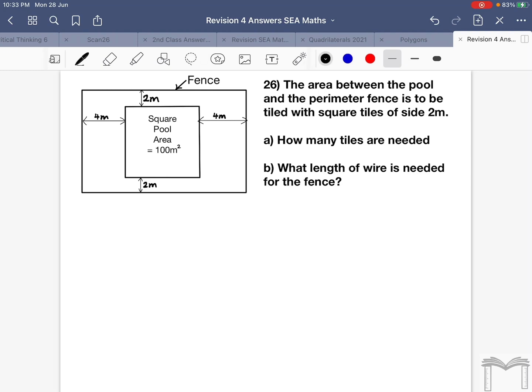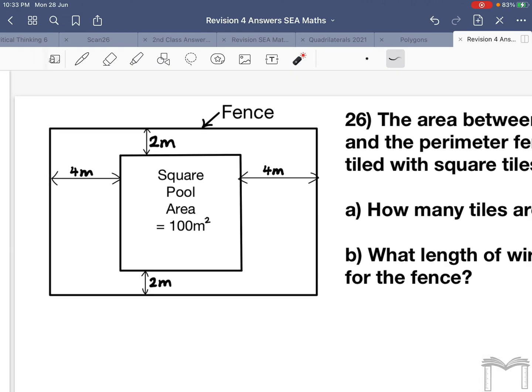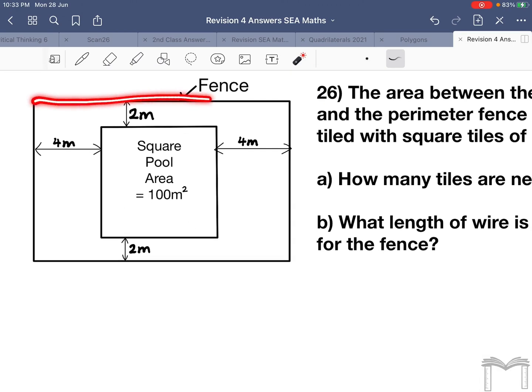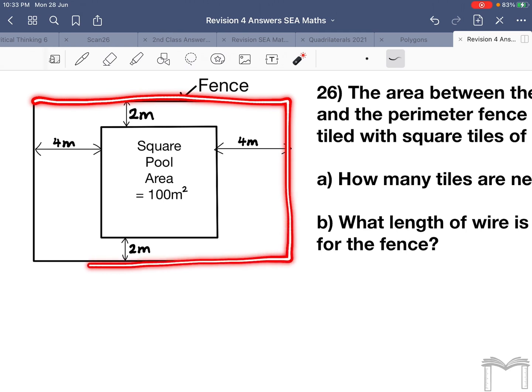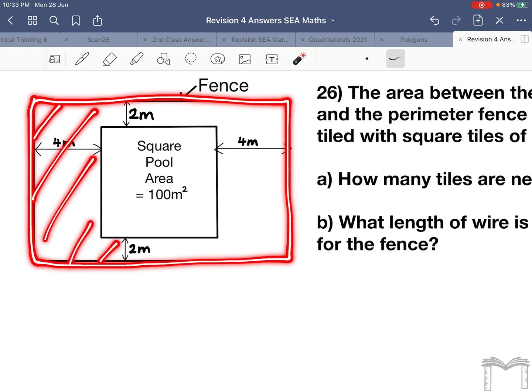Number 26. Please try the question and then follow along with me for the solution. Number 26. The area between the pool and the perimeter fence is to be tiled with square tiles of side 2 meters. So this is the perimeter fence, and this here is the area between the pool and the perimeter fence. So it's the area going around the pool bordered by the fence.